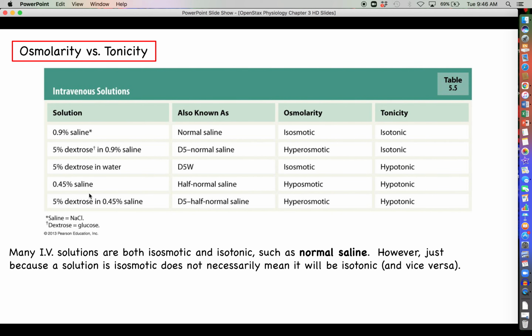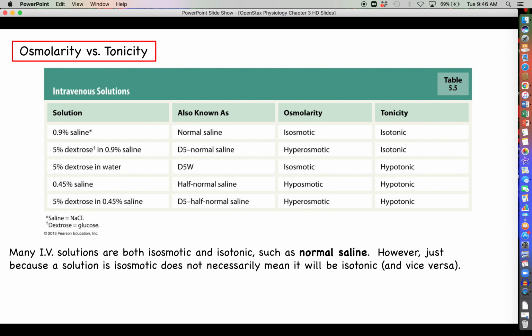Half normal saline, which is half the concentration of normal saline, would be 150 millimolar sodium chloride, 150 milliosmolar. It's going to be both hypoosmotic and hypotonic. And then 5% dextrose and half normal saline will be hyperosmotic. It'll have an osmolarity of 450 milliosmolar, but still it is going to have a tonicity that is hypotonic.